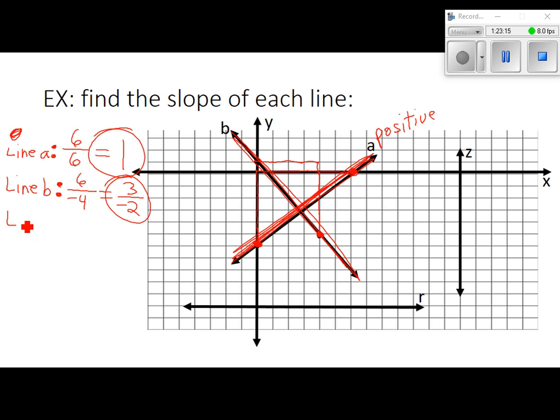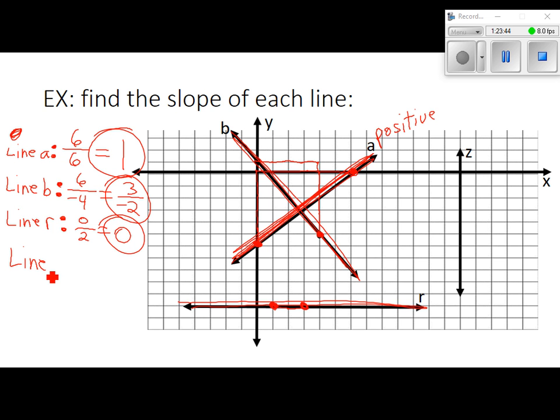If I look at line R next, line R is a horizontal line. If I just pick 2 points on here, maybe that point and that point, my rise is 0, my run is 1, 2. 0 divided by 2 is just 0. So the slope of that horizontal line is 0.